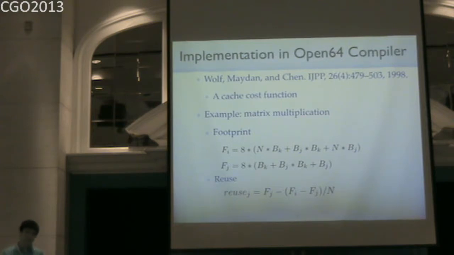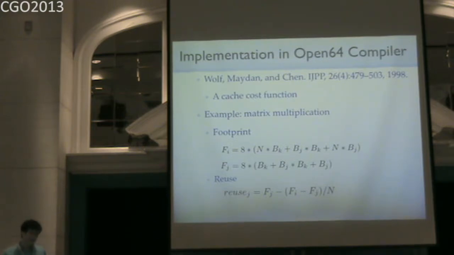And loop tiling is only one of the transformations among other loop transformations. In Open64, it's called the loop nest optimization. That includes not just loop tiling, but also loop fusion, loop distribution, loop interchange, and a whole host of transformations. This excellent compiler was designed by Wolf, Maydan, Chen, and others, and they explained how the compiler was designed in their 1998 paper. It's really a compiler classic.